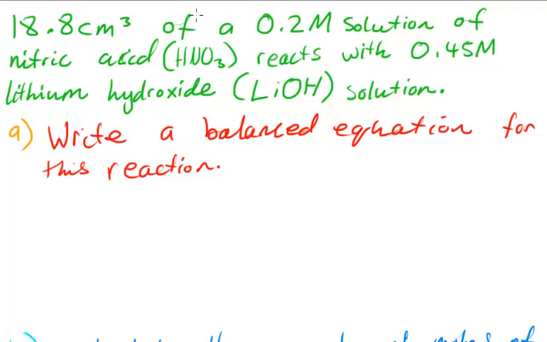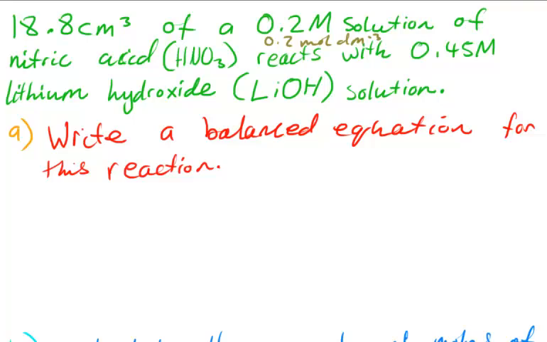So if I write it down, this basically means 0.2 moles per dm cubed. It's basically the same as this. 18.8 centimeters cubed of 0.2 molar solution of nitric acid HNO3 reacts with 0.5 molar, so that's like 0.5 moles per dm cubed, of lithium hydroxide solution. And the formula is given there, LiOH. And so the first question, question A, says write a balanced equation for this reaction.